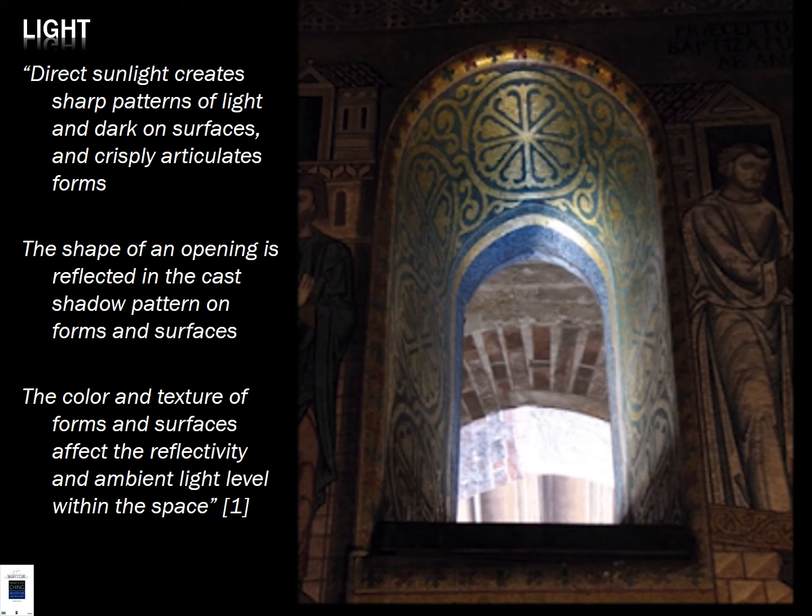Direct sunlight creates sharp patterns of light and dark and articulates the form very crisply. The shape of the opening also is reflected in the cast shadow that's created. The color and texture of forms and surfaces affect the reflectivity and ambient light level within the space. So that's very important. You can do light tunnels, bringing light into the buildings. You can play with reflectance to either bring in more sunlight or actually reduce heat gain. Learn about that in green architectural engineering.